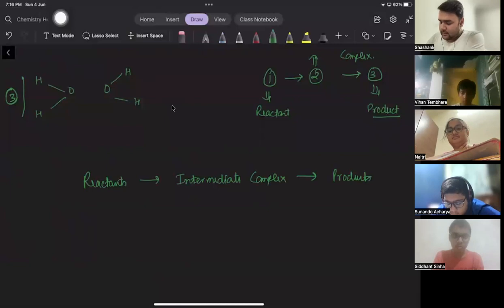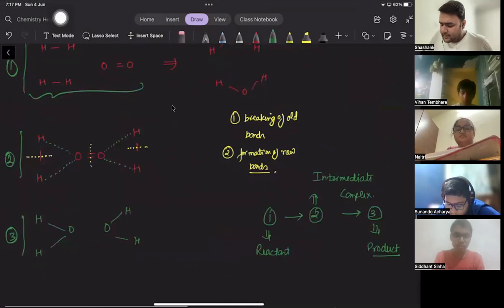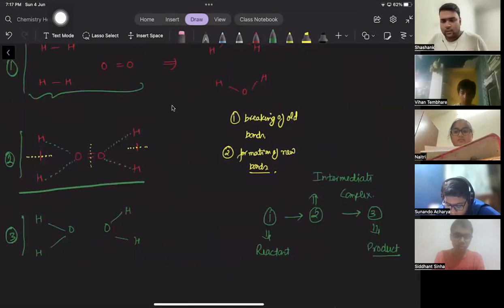I'll take 2 minutes to talk about this intermediate complex. You guys know basic English, right? So you know the meaning of intermediate and you know the meaning of complex, right? Intermediate means somewhere between the reactant and product. If you take this thing, is it a product? No. Is it a reactant? No. This thing cannot be categorized as a product or as a reactant.